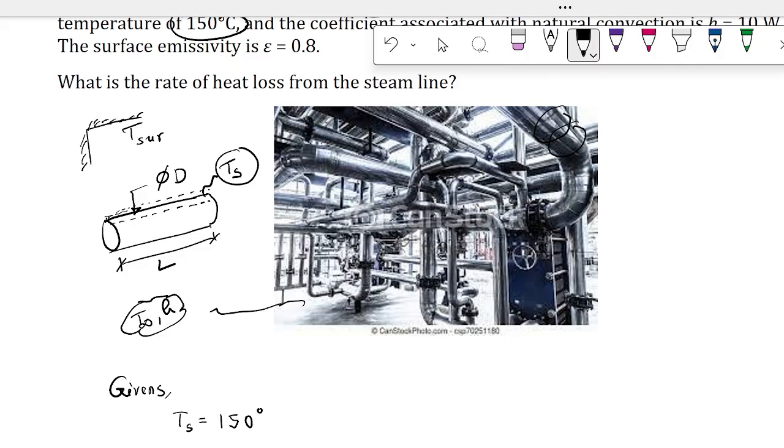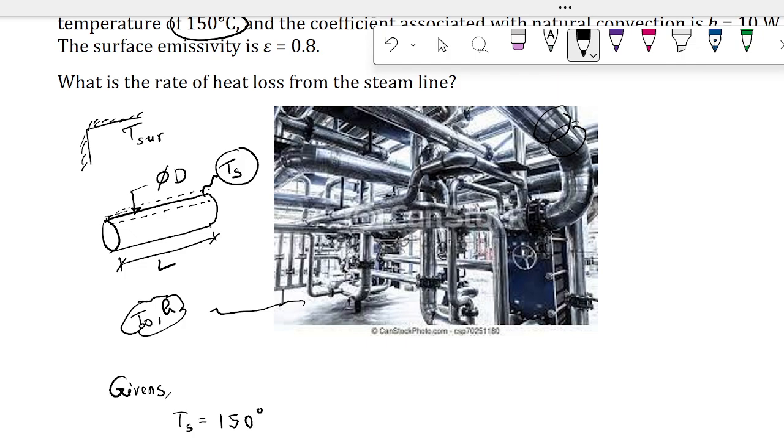Are we assuming it's a black body? No, because the epsilon value is not 1, so it's not a black body. Epsilon value 1 means 100%, meaning the black body assumption is correct. And here we have 80% of the Stefan-Boltzmann constant. So the 80% means 80% of the maximum amount of emission that can happen from the surface. That's what the 0.8 is referring to.